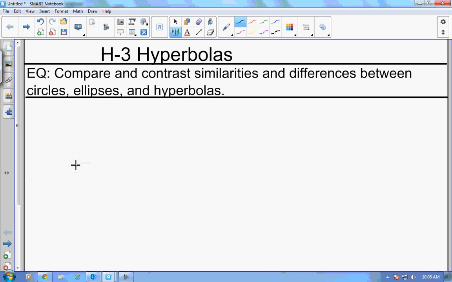Okay, so hyperbolas have similarities and differences to circles and ellipses. Your essential question is to compare and contrast the similarities and differences between circles, ellipses, and hyperbolas.